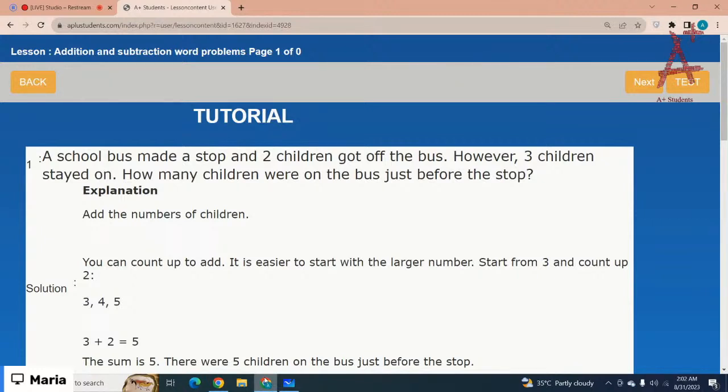A school bus made a stop and two children got off the bus, right? Then, three children are still on the bus. The question is how many children were on the bus just before the stop. That means before the bus stops, how many students do we have on the bus? So we have to add 3 plus 2, which equals 5. That means there were 5 children on the bus just before the bus stop.